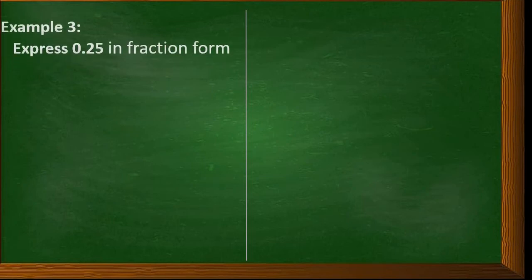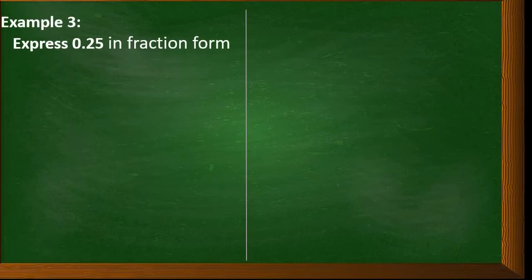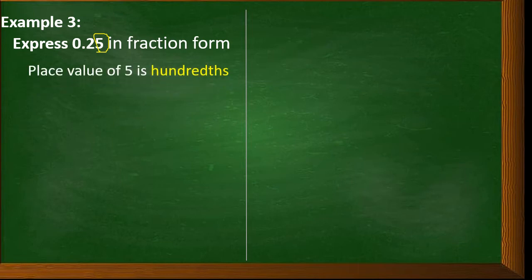Now let's have the third example. Express 0.25 in fraction form. Okay, first we have to determine the place value of the last digit after the decimal point. And our last digit after the decimal point here is 5. The place value of 5 is on the hundredths place. So meaning to say the denominator of our fraction is 100.